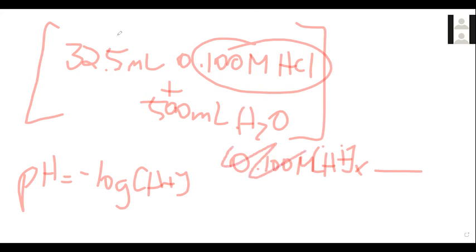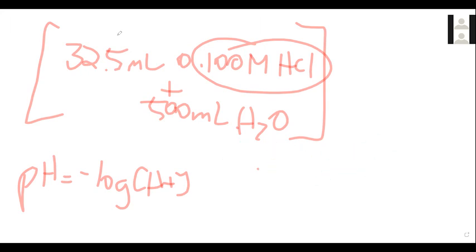So what would be the easiest way to figure out my final concentration? We can do it one of two ways. We can either determine the number of moles and then divide it by the volume. Let's do it that way, and then we'll do it the other way. So how many moles of H plus do I have?